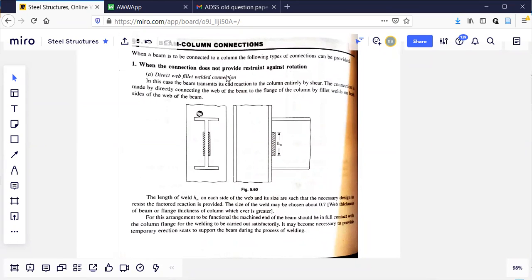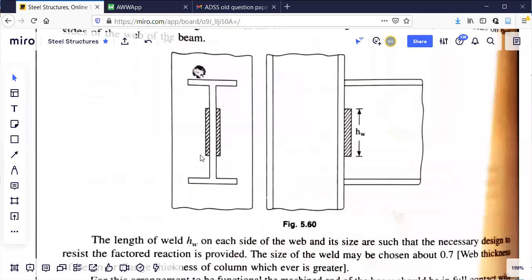When the connection does not provide restraint against rotation, see this one here. First small theory is there. So direct web fillet welded connection. See this one here. One is a column here. As you can see, this is side view where whatever you can see here, this is the beam.